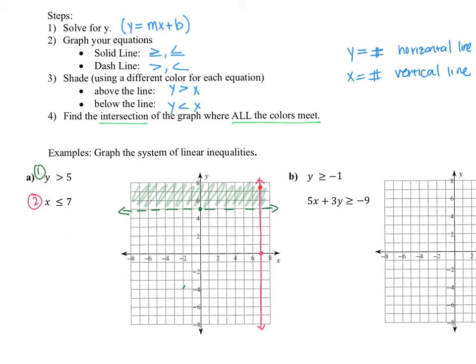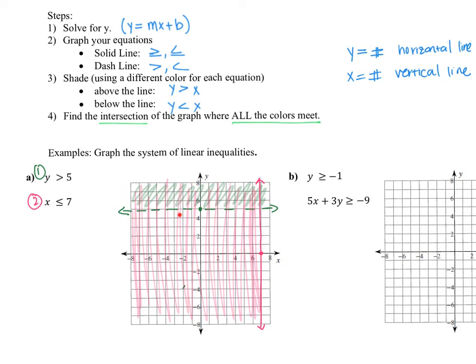So numbers that are less than or equal to 7 is going to be shading this direction. Those are numbers smaller than 7. So let me do my best to try to color. So you can see why I'm coloring here, so that way you guys can see where the colors intersect.